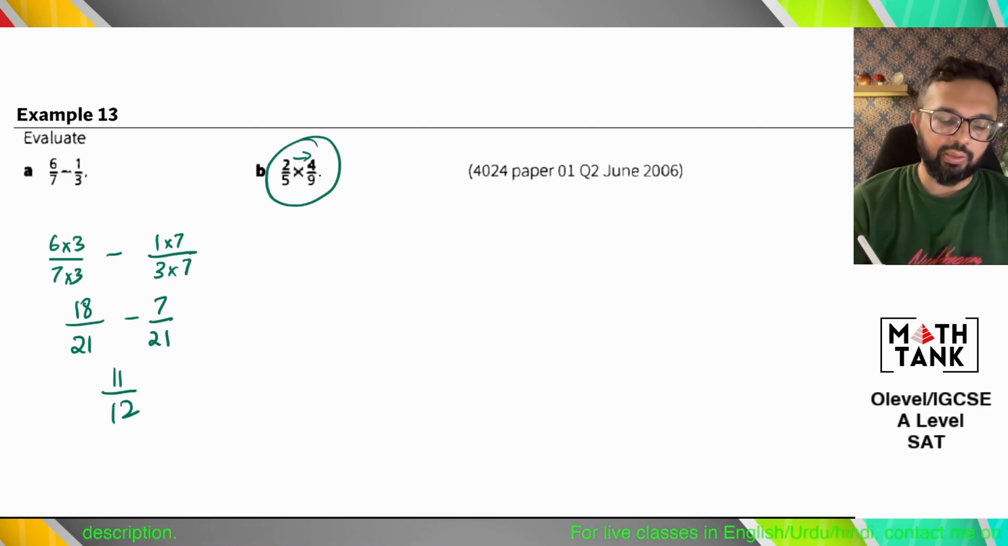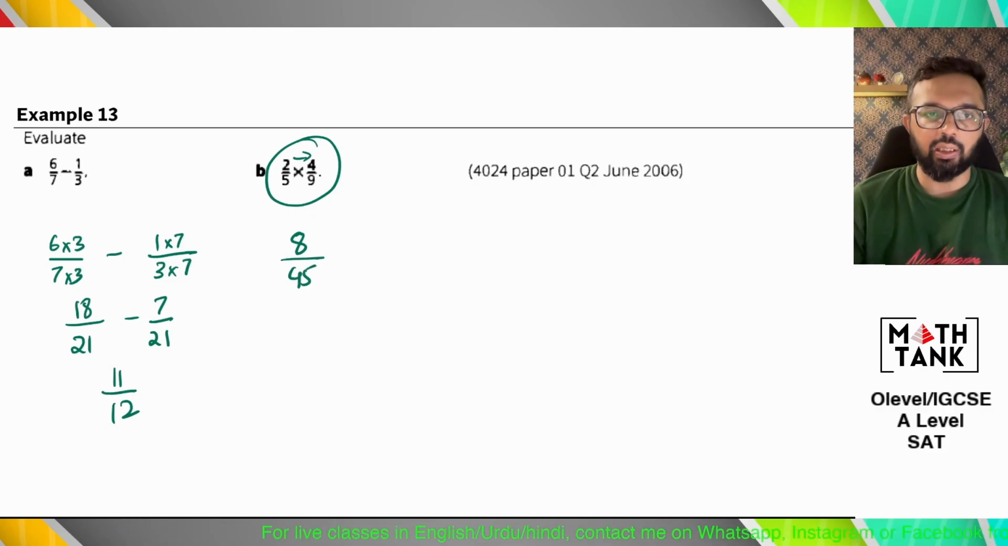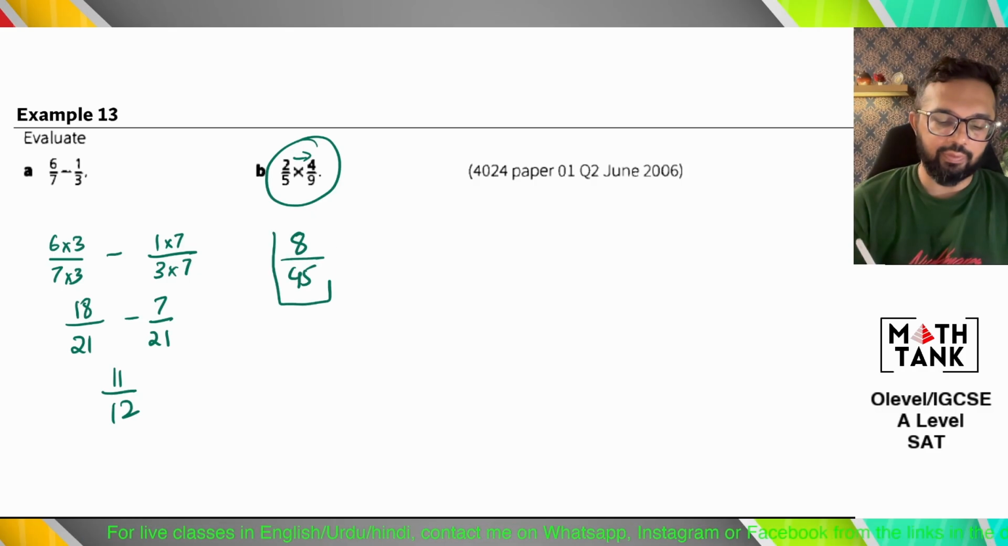Multiplication is simple. You just multiply head to head. 8 over 45. No other simplification that I can do. That's the final answer for this one.